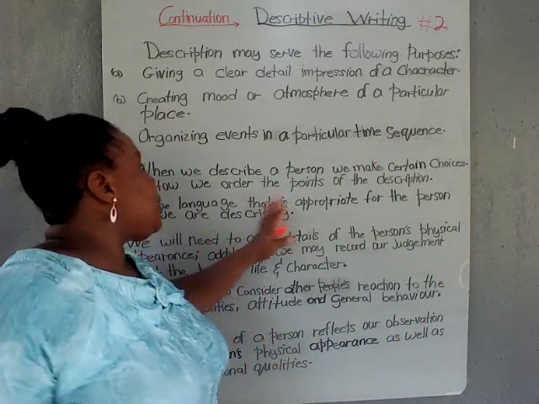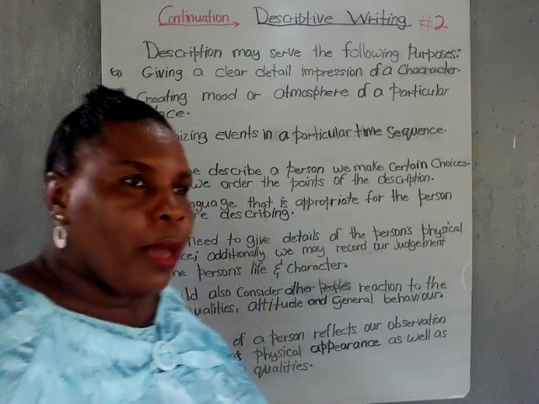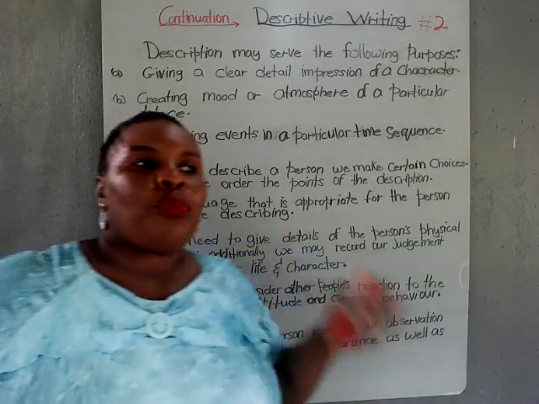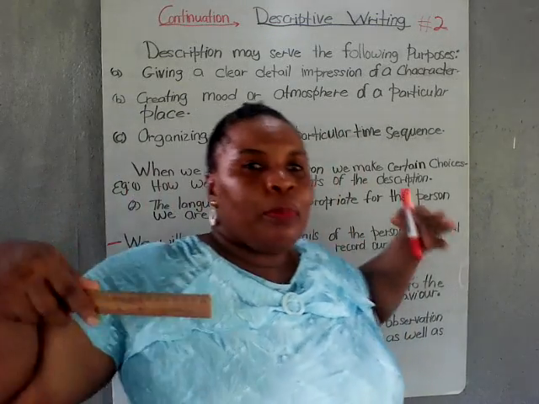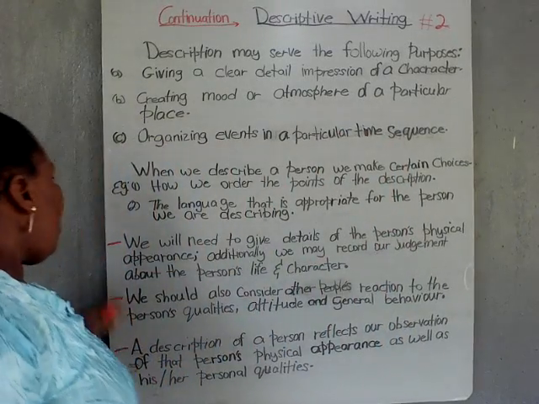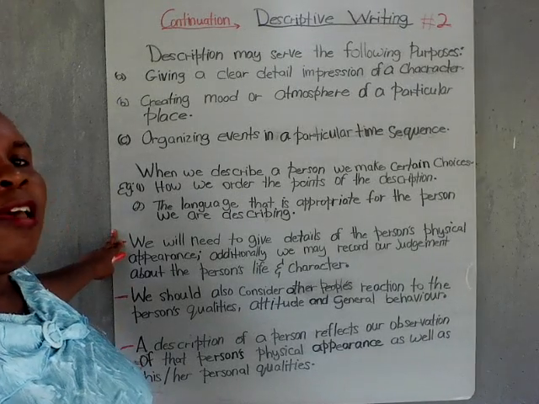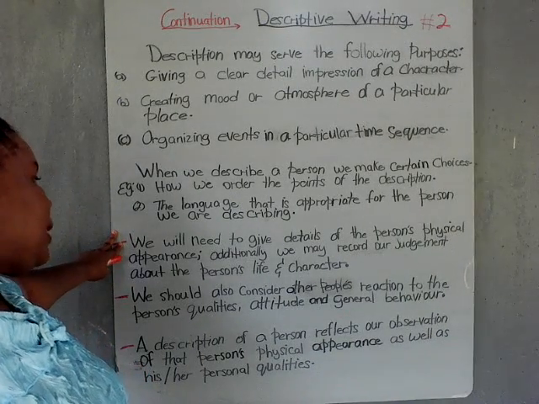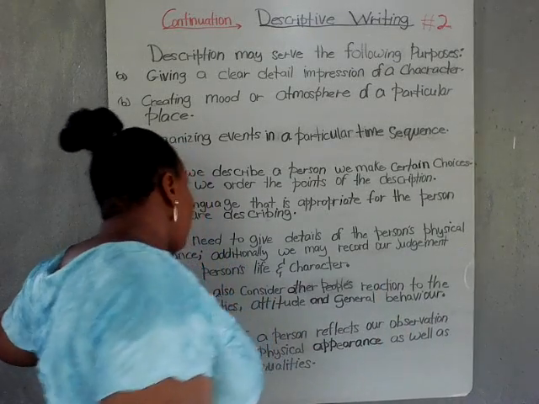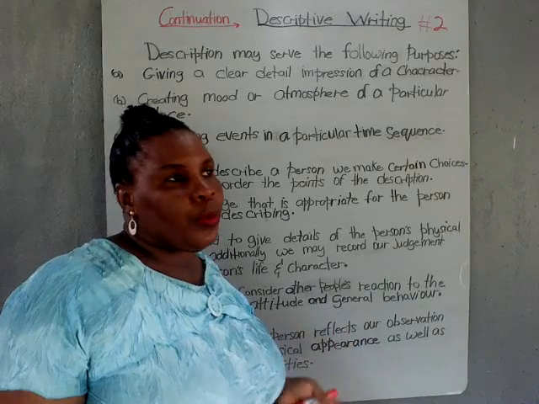So use the language that is appropriate for the person we are describing. In your story, you use the language that is appropriate in dealing with that specific character, all right? Okay, we will need to give details of the person's physical appearance. Additionally, we may record our judgment about the person's life or character.